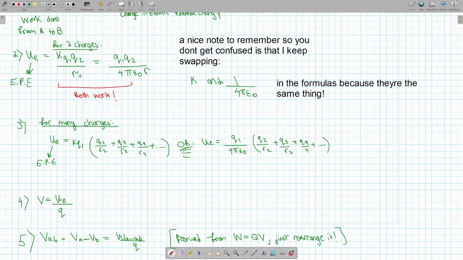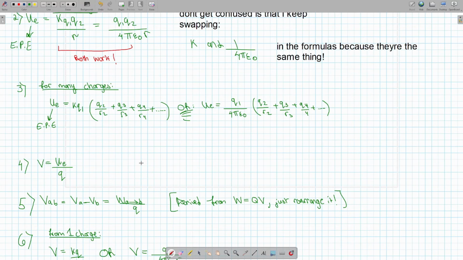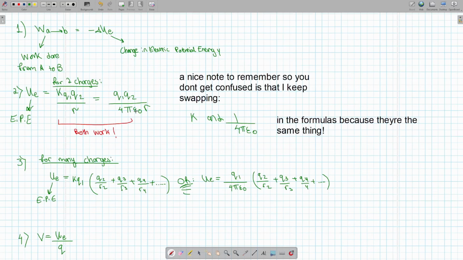Now, I wrote it on the side, you're gonna see me switching a lot, like both work, because I swap K with 4 pi epsilon node, because these are the same thing. K is 9 times 10 to the power of 9, 4 pi epsilon node is also 9 times 10 to the power of 9. Alright, so you may see both of these formulas. This is more common. Okay, the 4 pi epsilon node, you'll see it a lot. Okay, anyway, so for 2 charges this is the formula. Same thing, but I just swapped K with the 4 pi epsilon node.